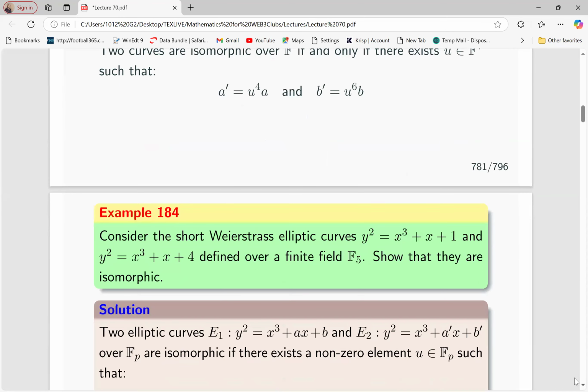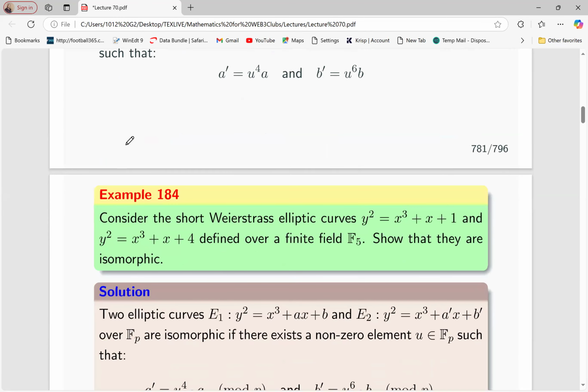And let's look at this first example. We are given this elliptic curve, and there's this other elliptic curve. Then the question is, are these two elliptic curves isomorphic? Or can you show that they are isomorphic?